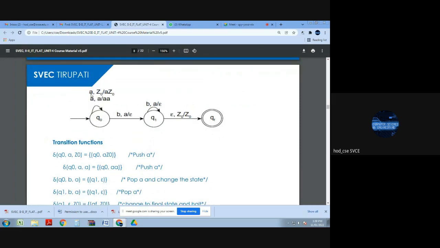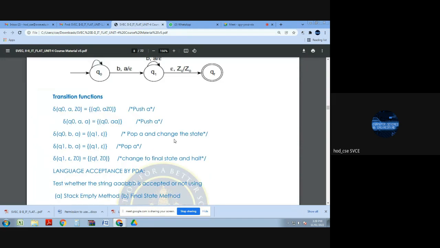It takes A as input and performs the push operation onto the stack. Right now, A is given, in Q0. When we apply B in Q0, it moves to the pop operation. Same in Q1 with B, we are performing the pop operation.